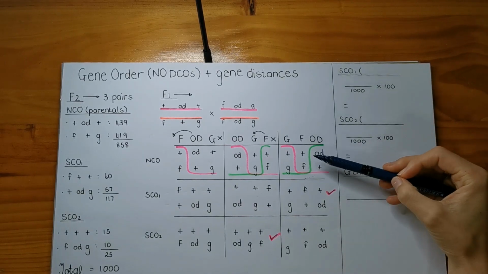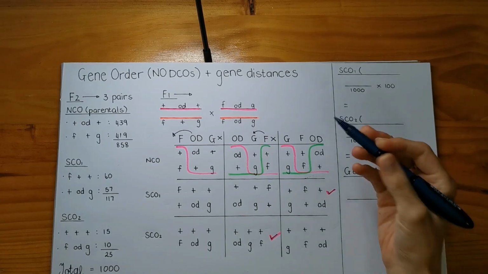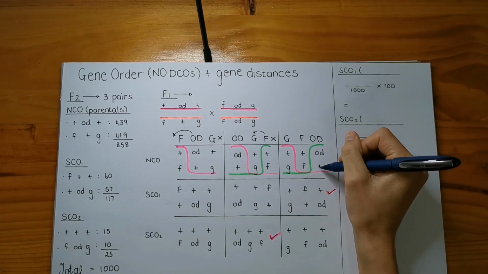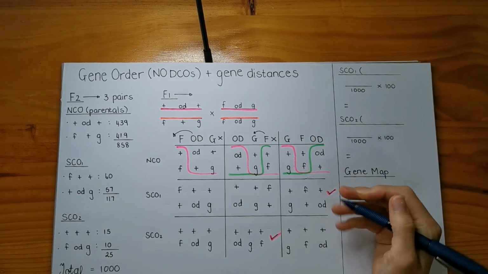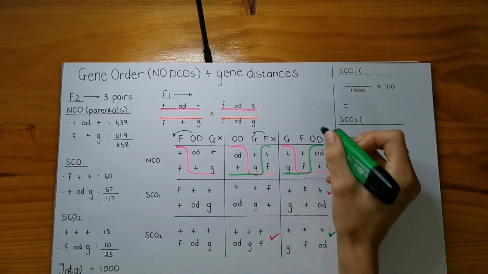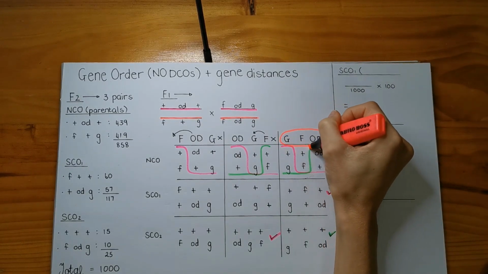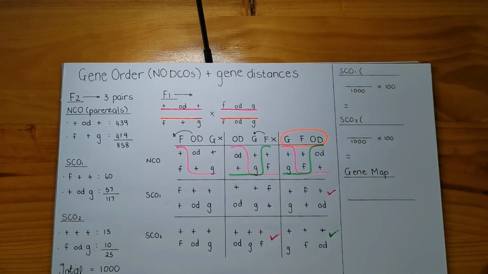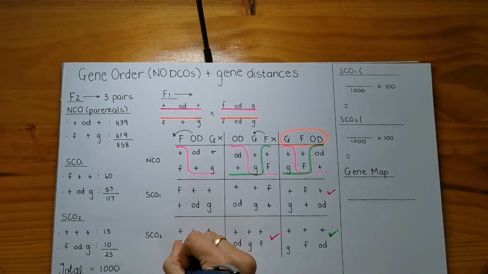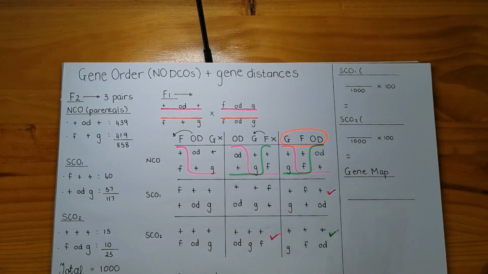Then we look here and we go ODFG. Can we find it here? And yes, we do. And if we go the other way, plus, plus, plus, we find it here as well. So we know for a fact that this is going to be our gene order, which is great for us. So I'm just going to write it down here. Gene order. And we know it's going to be GFOD, which is great.